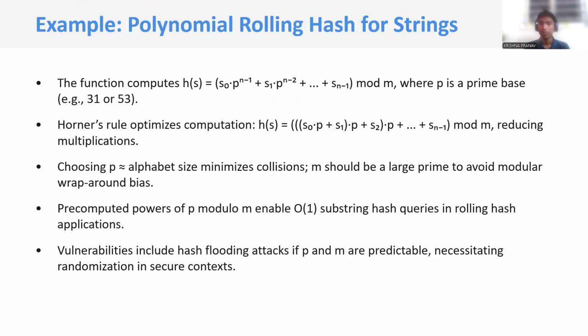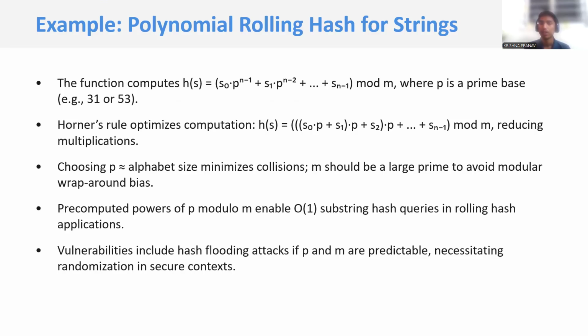Example: polynomial rolling hash for strings. The function computes h(s) = (s0 p^(n-1) + s1 p^(n-2) + and so on s(n-1)) mod m, where p is a prime base, for example 31 or 53. Horner's rule optimizes computation, h(s) = ((s0 p + s1) p + s2) p and so on till s(n-1), mod m, reducing multiplications.